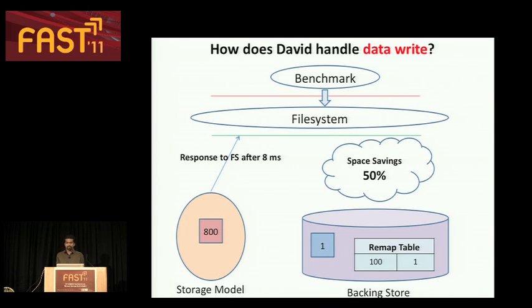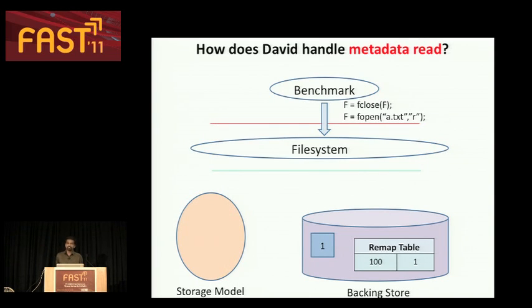Finally, a response is given to the file system after the delay calculated by the storage model. In this simple example, since we store just one of the two write requests, we achieve a space savings of 50%. Let us consider what happens when the benchmark tries to read the file that it just created.